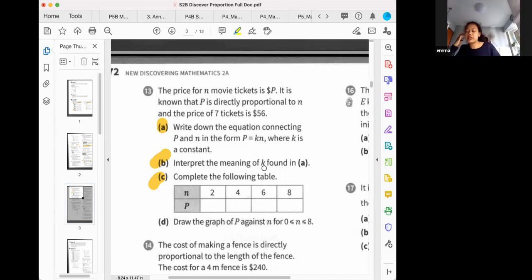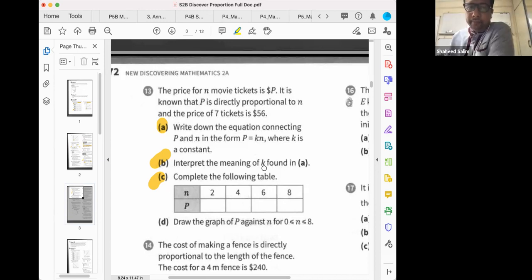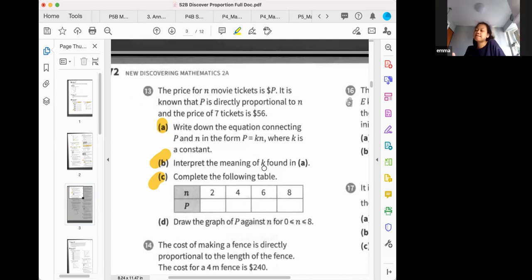E equals 8N. Well done. So what is K? You found K is 8, right? So what does it mean? What is 8 actually?